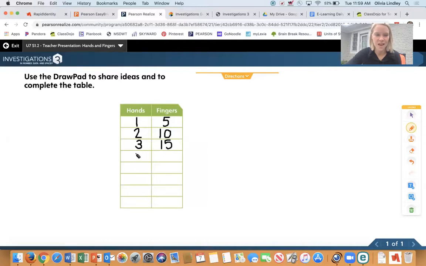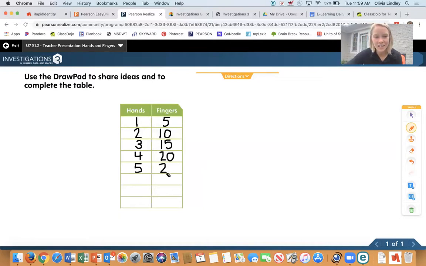Okay, and now if I have 4 hands, I'm going to put 15 in my head, 16, 17, 18, 19, 20. You notice how I'm just counting on 5 each time? Just counting on 5 more. All right, if I have 5, now I put 20, 21, 22, 23, 24, 25.